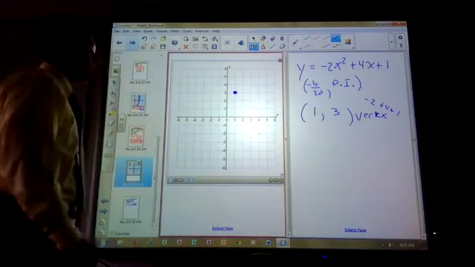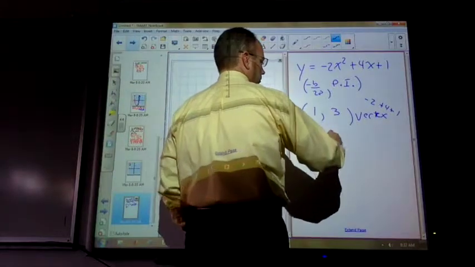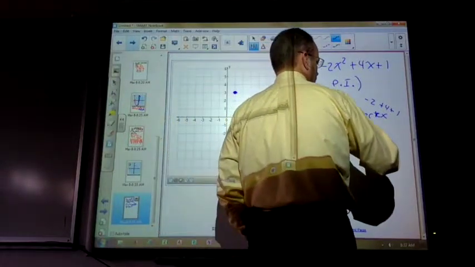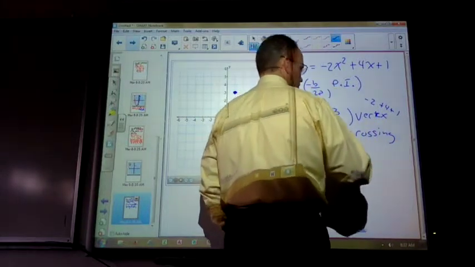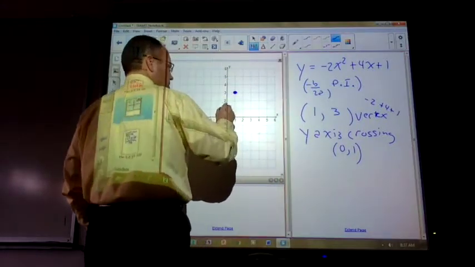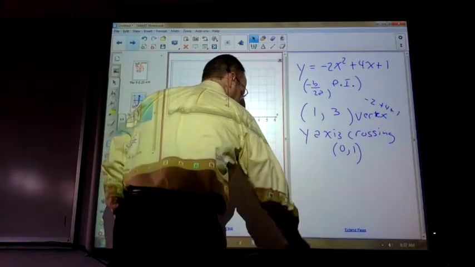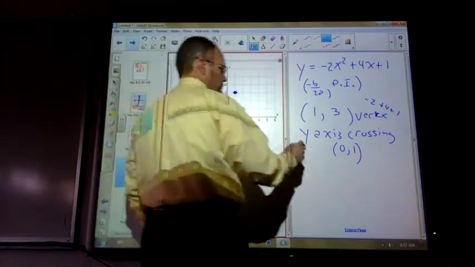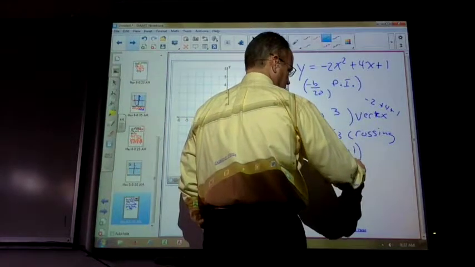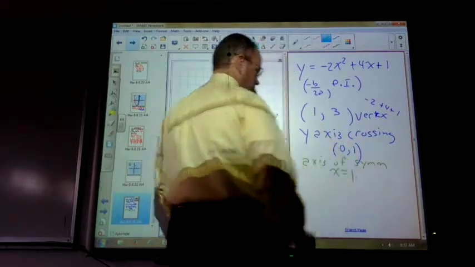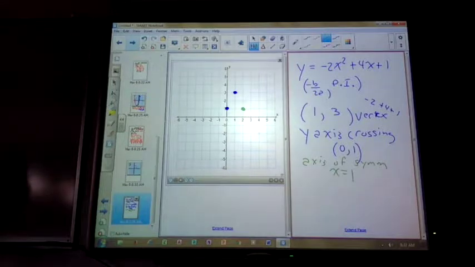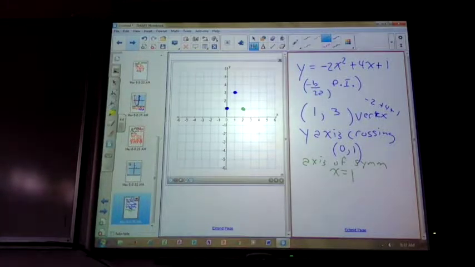Their vertex I already found. Hey, how did I get that green point up there? I haven't started pattern graphing, have I? How did I realize that green point existed? I found where it crosses the y-axis. I found the vertex. How do I know that green point exists? Using the axis of symmetry, so I'm just reflecting over the axis of symmetry.